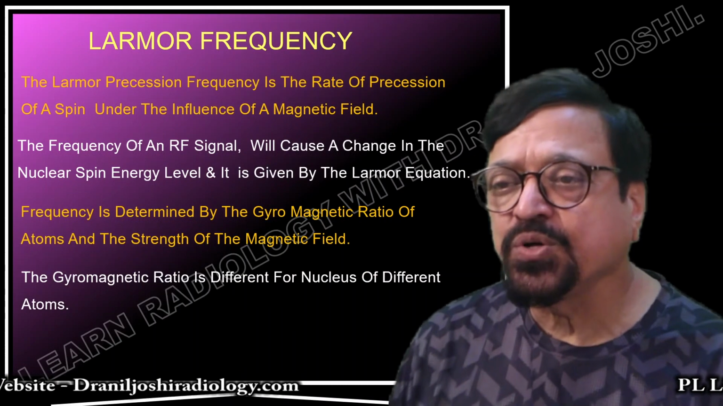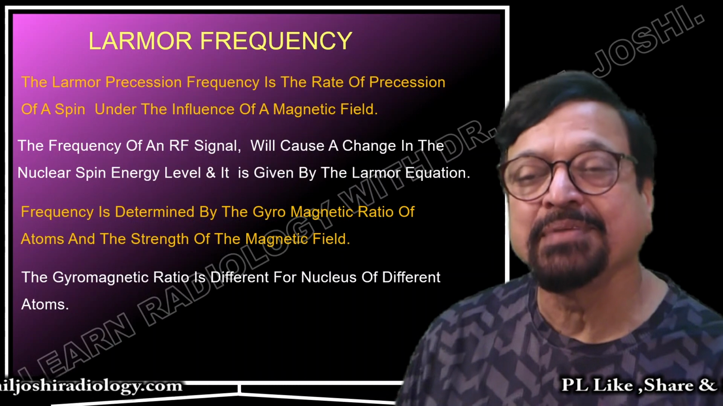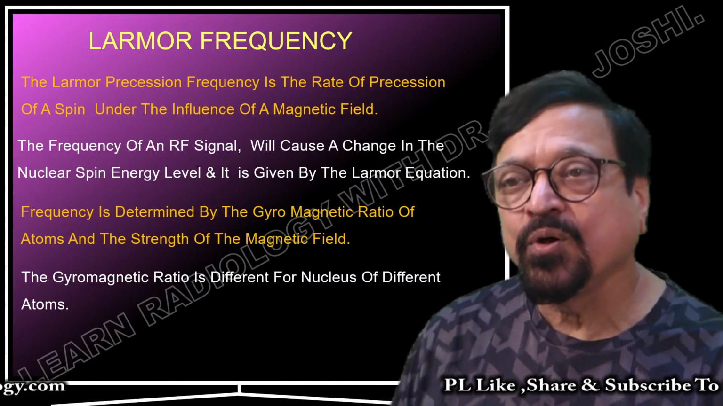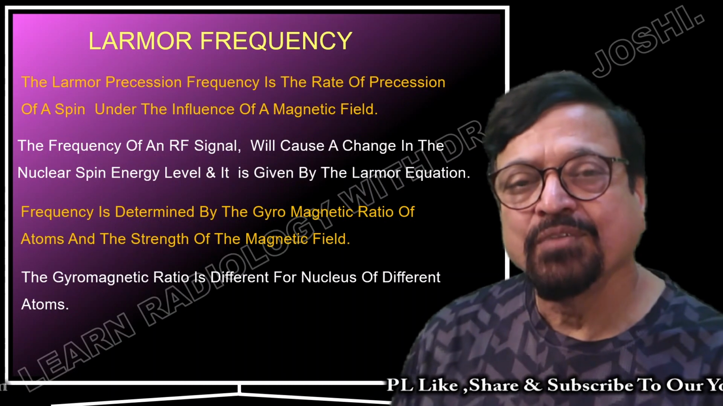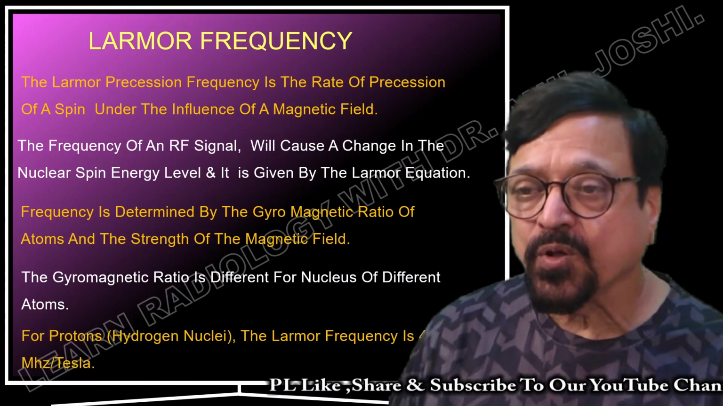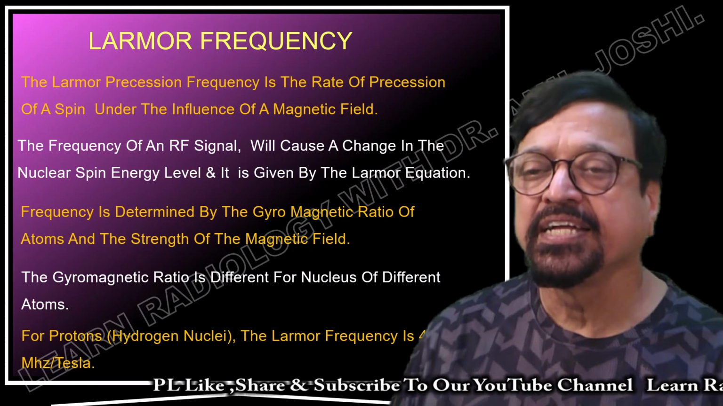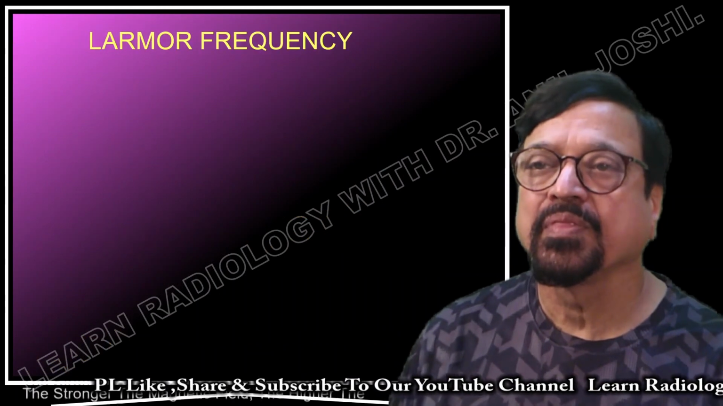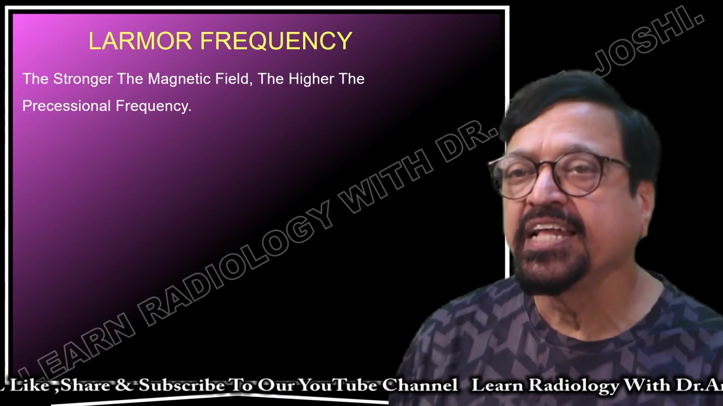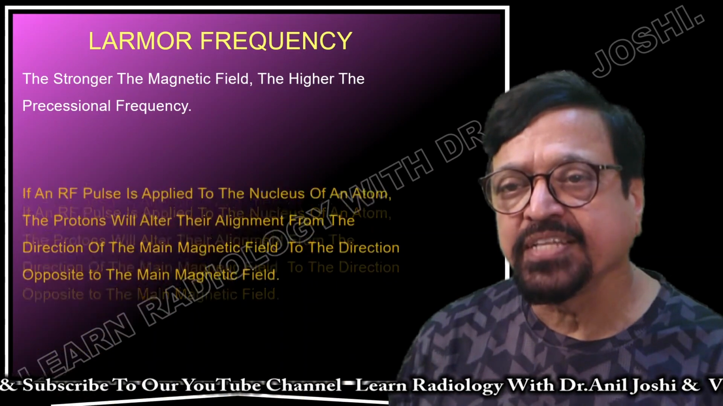The gyromagnetic ratio is different for different nuclei of different atoms. Now this is beneficial to us. Since they are different, the Larmor frequency will be different, and the tissue characteristics will be different. For protons, the Larmor frequency is 42.58 megahertz. Continuing with the Larmor frequency, the stronger the magnetic field, the higher the precessional frequency.